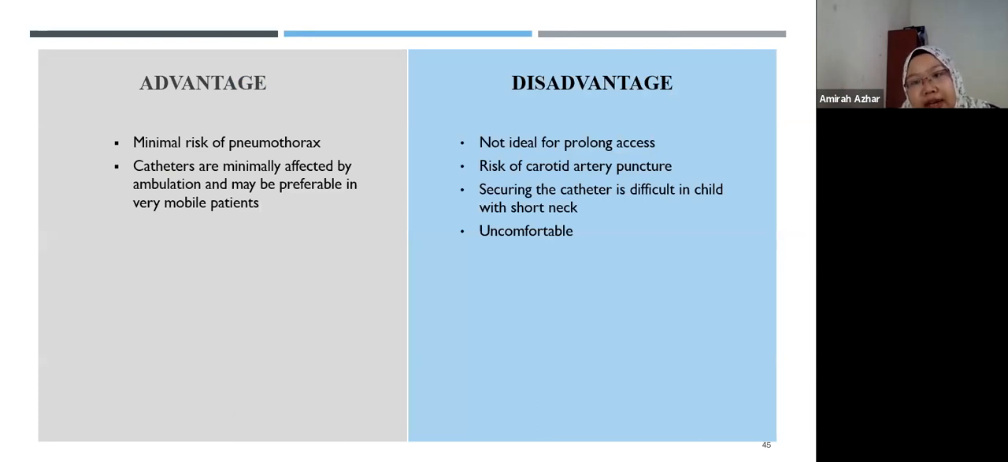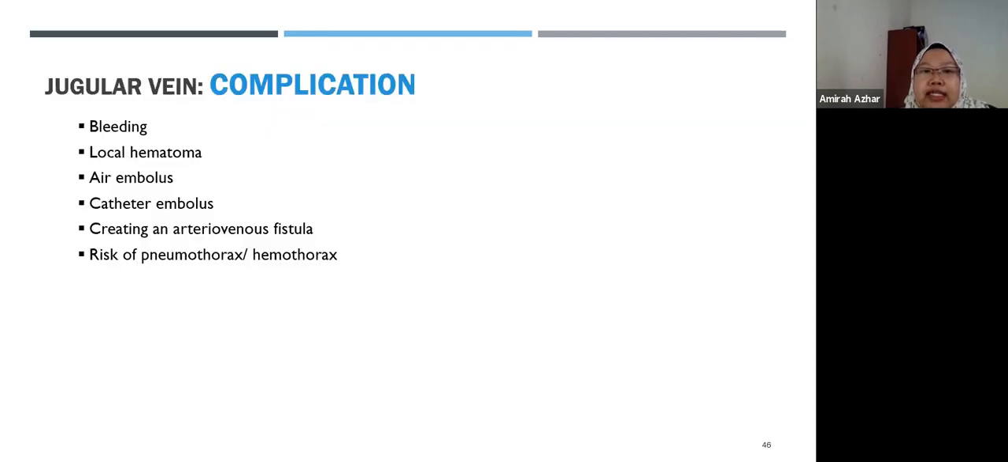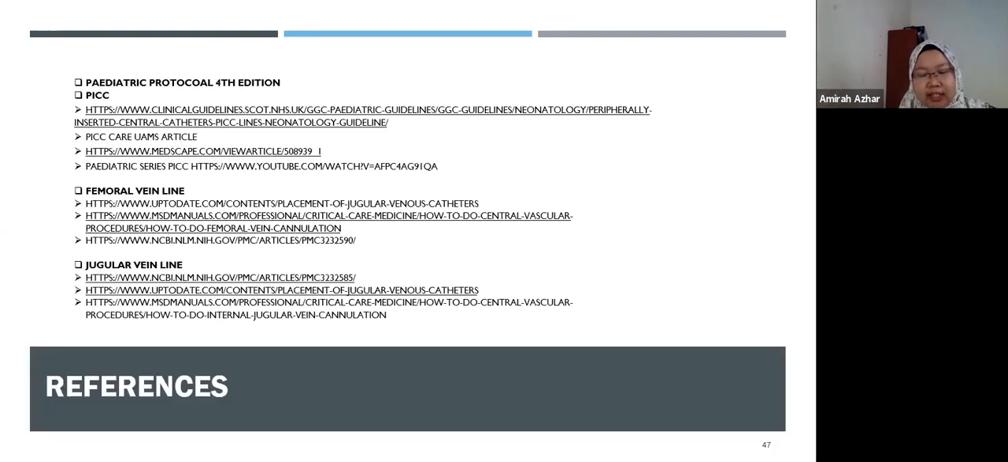The disadvantage is it is not ideal for prolonged access, and there is a risk you puncture the carotid artery. It is also difficult for patients, especially children, who have a short neck. They may be uncomfortable. Last but not least, the complications of jugular vein are bleeding, hematoma, air embolus, catheter embolus, arteriovenous fistula, and also pneumothorax or hemothorax. Okay, that is all from me.